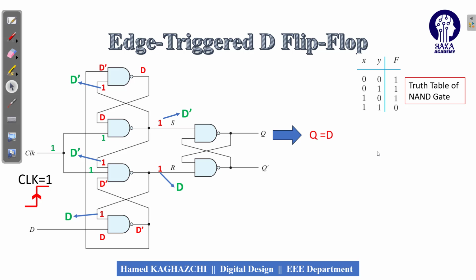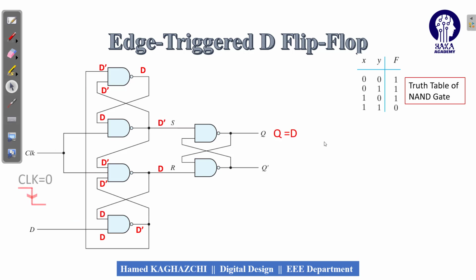Now you can see that the SR latch inputs here are equal to D and D prime. Because this is the NAND gate, we have to look at the value of R, which is equal to D, so the output will be equal to D. What's happening? The D flip-flop transfers the input to the output when the clock pulse is at its rising edge.